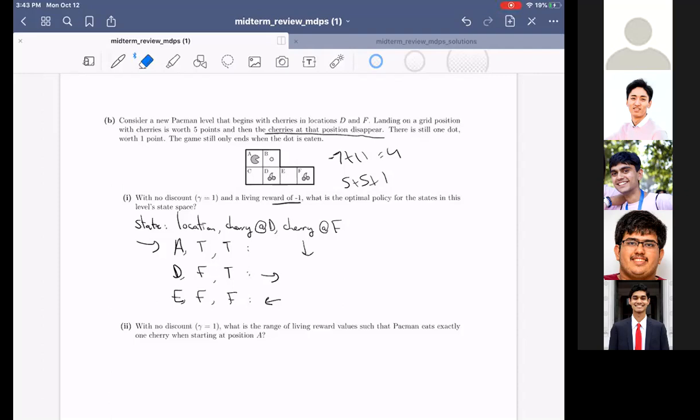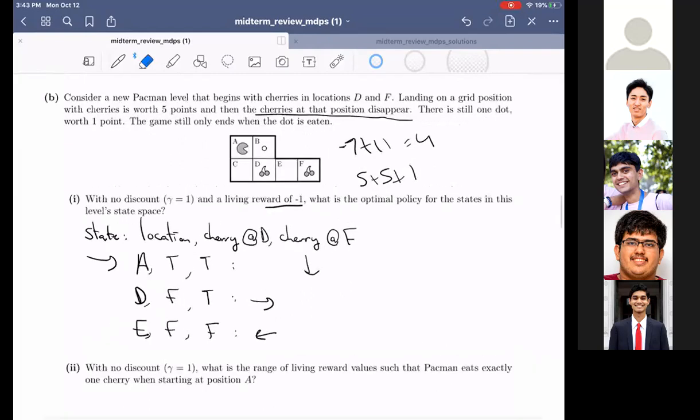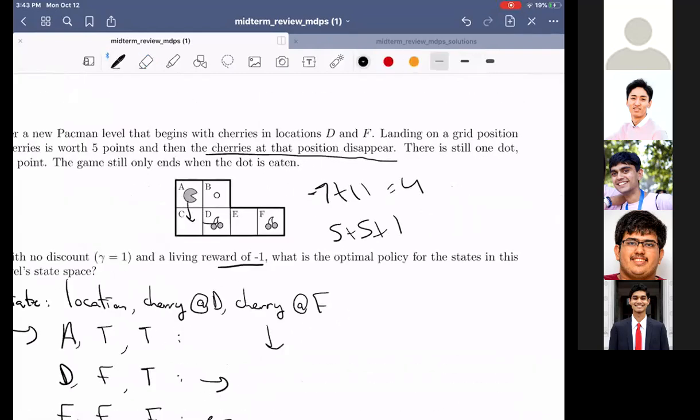Any ideas for one inequality that I could write? Okay, let me reason through it. What we said before was that eating both of the cherries means you end up taking 7 steps, right? 1, 2, 3, 4, 5, 6, 7.